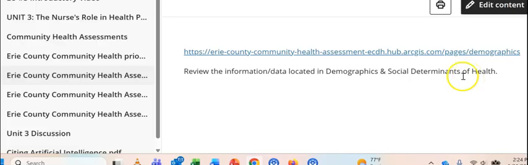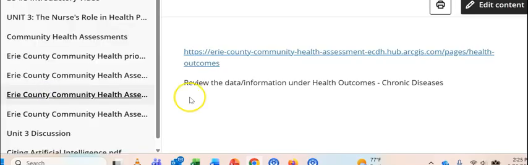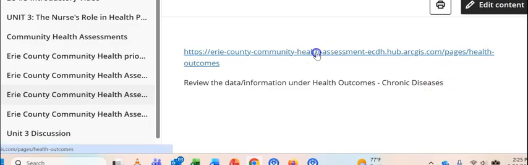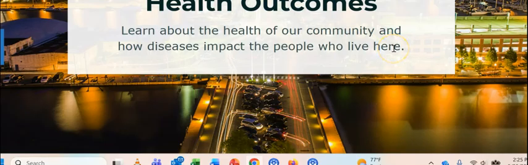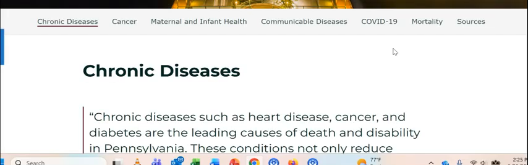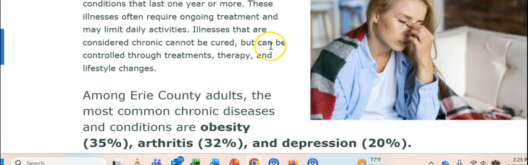That's under the demographics and social determinants of health. You could access this another way just by staying on that site, but I am going to take you to another link of the same information, and you're going to look at health outcomes, but only specifically chronic diseases right now. So you're taken to the health outcomes section, and then you're going to look at the information on chronic disease.